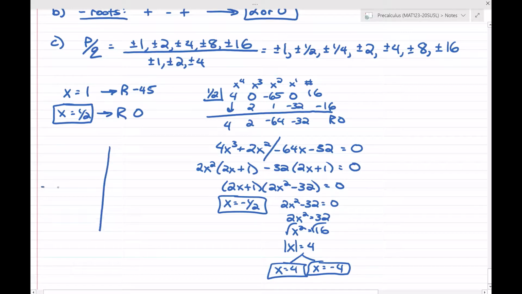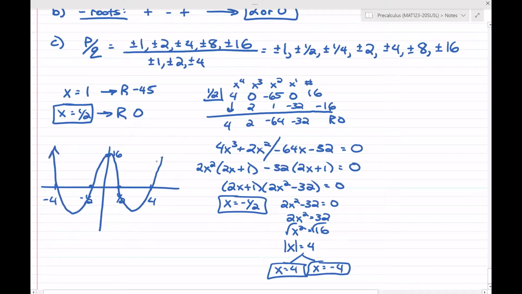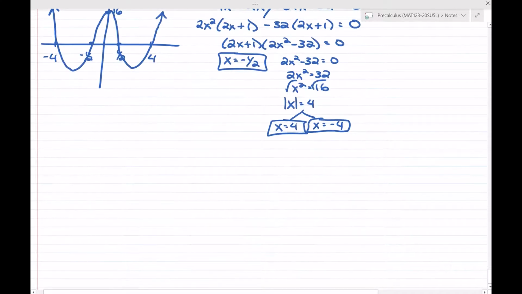As far as what the graph would look like, here's 4, here's negative 4, here's 1/2, here's negative 1/2. The graph's going to have a y-intercept of 16. So just a very, very rough sketch is going to look something like this. Okay, let's move on to something else.